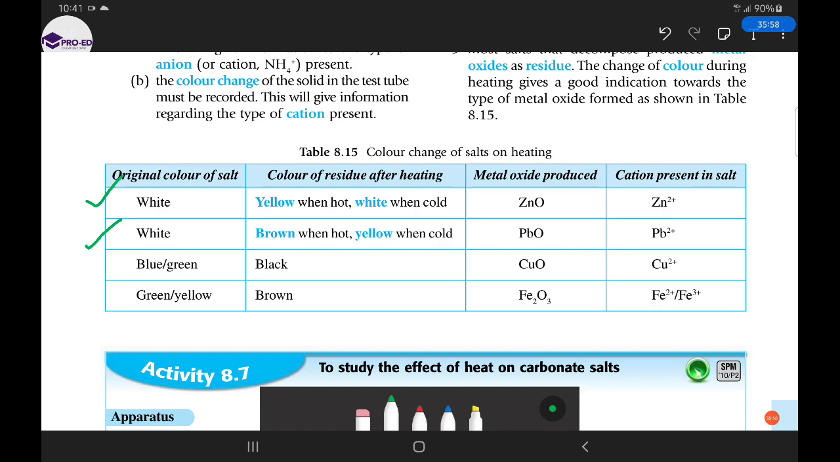Next, if the original salt was blue or green at the beginning, and we know blue especially is copper 2, and at the end, after heating, the residue was black, then you know it's copper oxide. Copper oxide is the only oxide in our syllabus that we always use that is black in color. If after heating something is black, I guarantee you 98% chance we're talking about copper 2 oxide. So that means it's copper 2 ions, because what is formed is copper 2 oxide.